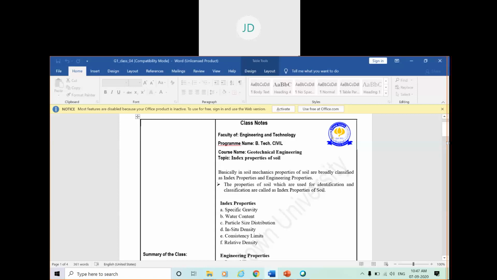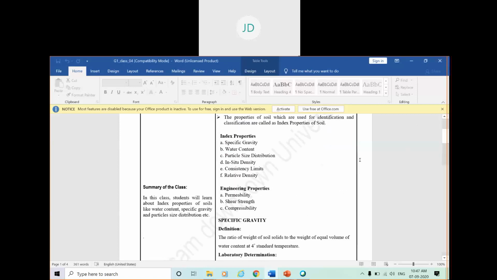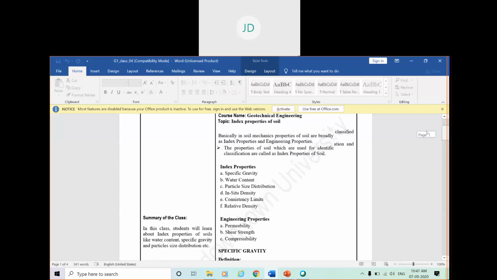Besides these, we also have some engineering properties, like permeability, shear strength, and compressibility. These are engineering properties, which we will discuss in coming classes. I think Chinimuni ma'am will discuss compressibility with you. So let's first discuss specific gravity.